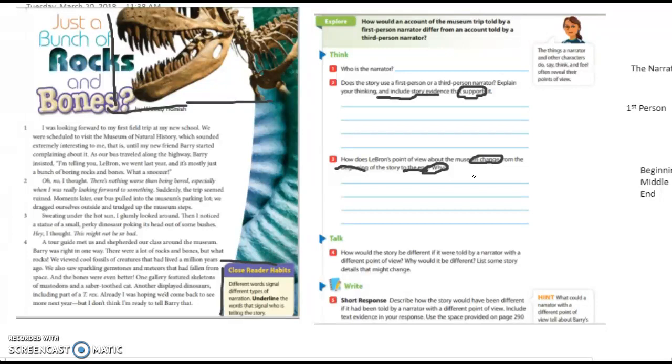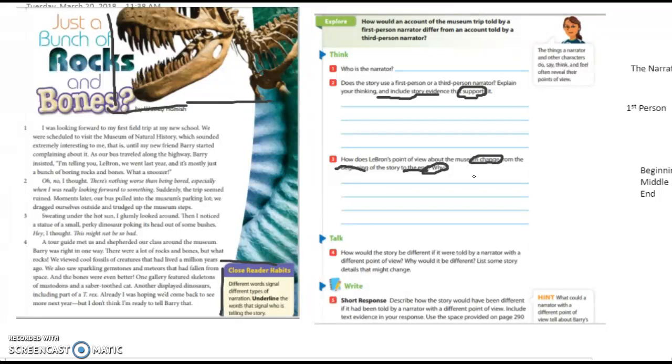Moments later, our bus pulled into the museum parking lot. We dragged ourselves outside and trudged up the museum steps. Sweating under the hot sun, I glumly looked around. Then I noticed a statue of a small, perky dinosaur poking its head out of some bushes. Hey, I thought, this might not be so bad. Our tour guide met us and shepherded our class to the museum.